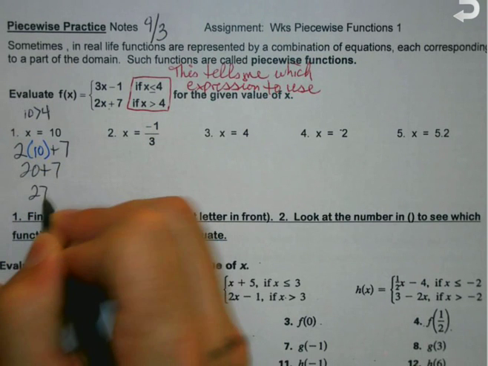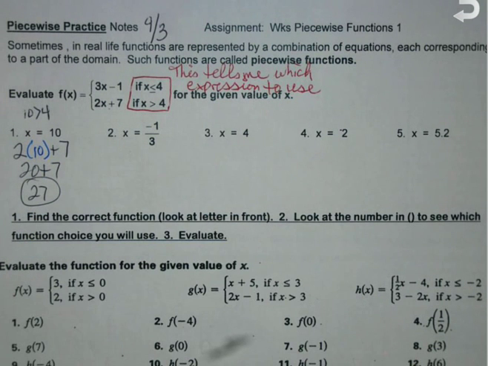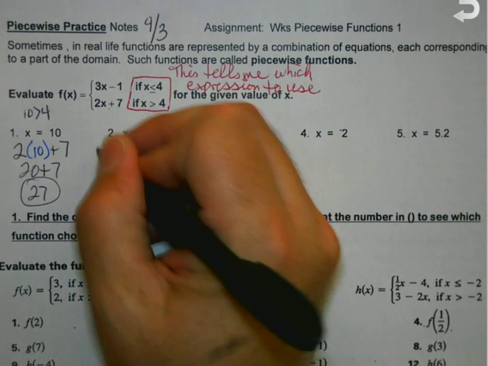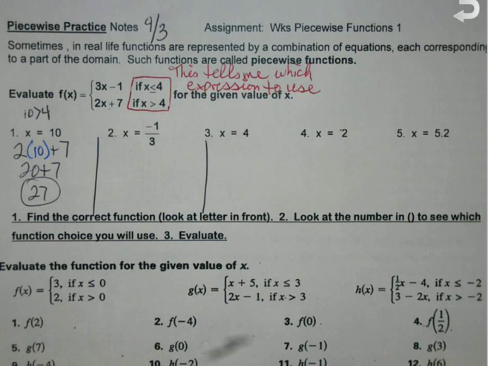27. Now, if I could see a graph of this piecewise function right now, I'd be able to just follow in the graph to where x equals 10, and I'd go up, ooh, y equals 27. I'm done. But we're not there yet. We'll get there, though. And we just kind of keep doing this for all the x values that they give me.